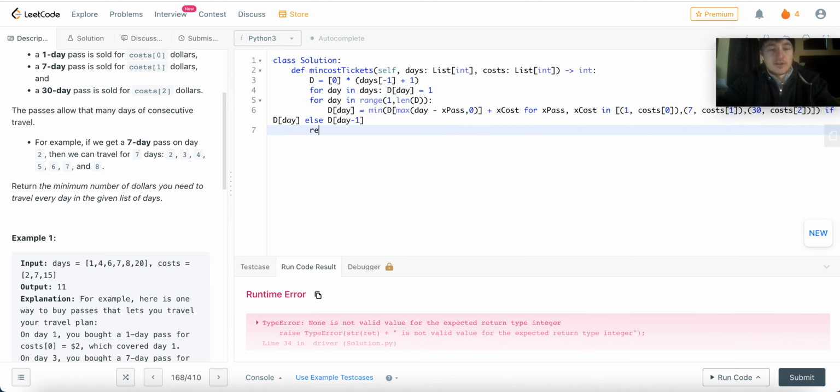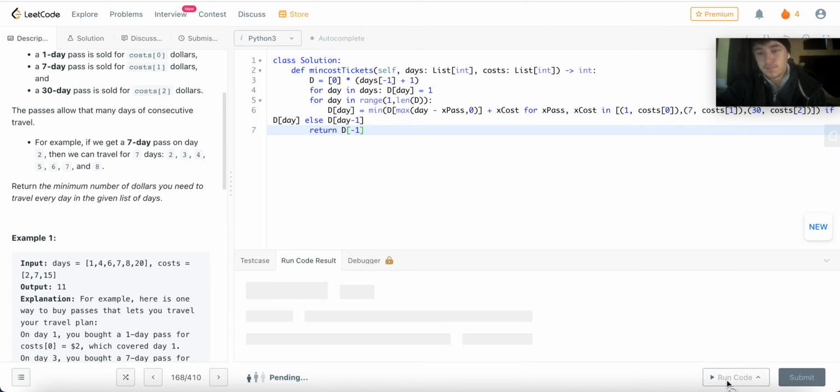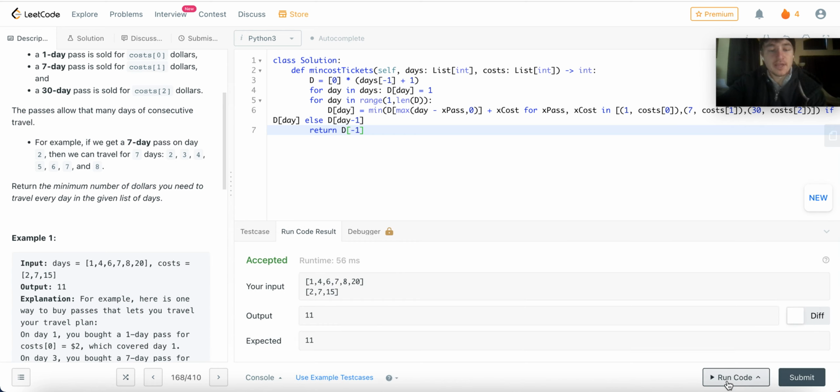All right, so then at the end, your total cost is just the price to get to the very last day, right? Because every day it'll tell you the price it'll cost to cover all the days up to that day, so up to the last day.